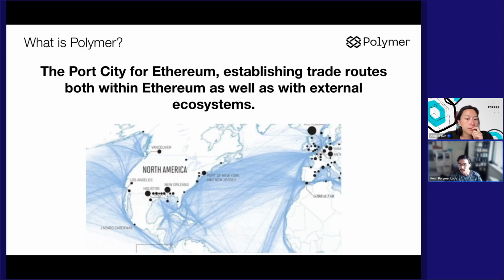So what is Polymer? The term port city was defined by Ethan Buckman and Sam Hart. What it means in terms of blockchain is it's a clearinghouse for trade routes to the largest economies, and in blockchain terms, the largest blockchain protocols. An example is Alexandria, Egypt, which was one of the largest ancient port cities connecting Europe, Africa, and Asia.